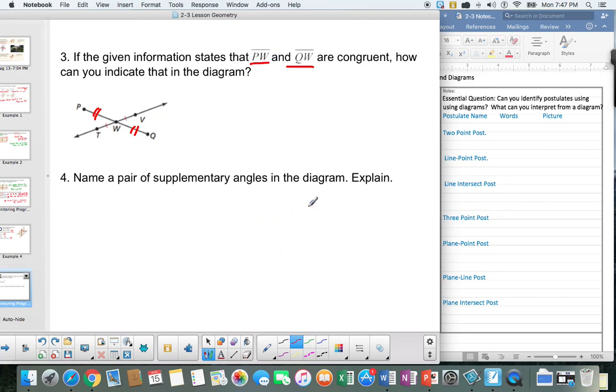Name a pair of supplementary angles in the diagram. Remember, supplementary means that the two angles have to add up to 180. If I use this angle and I use the angle addition postulate, those two will add up to 180. So the angles are angle VWQ and angle QWT. There is more than one answer, but these are the two that I'm going to put. And this is the end of the screencast.